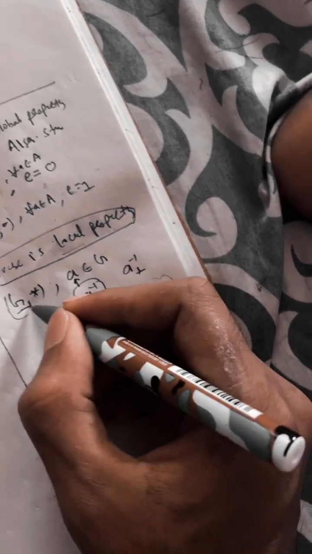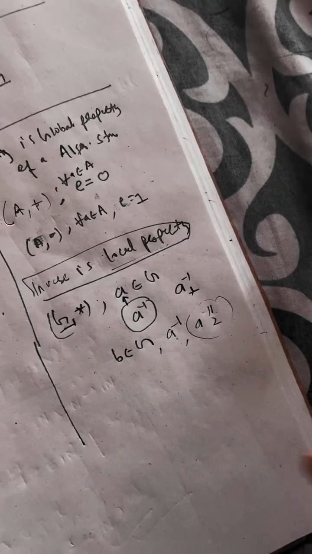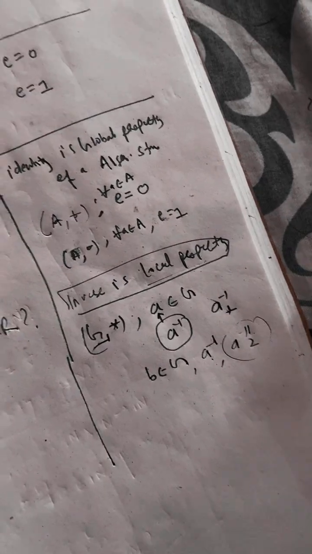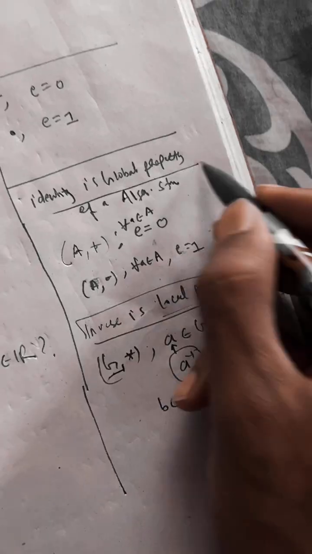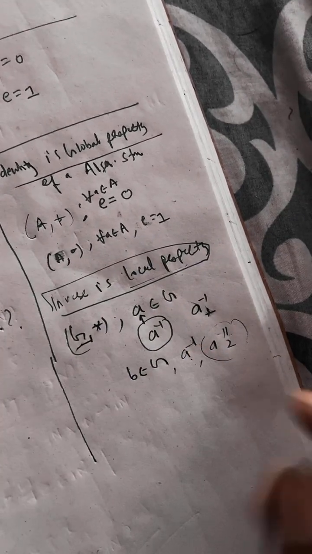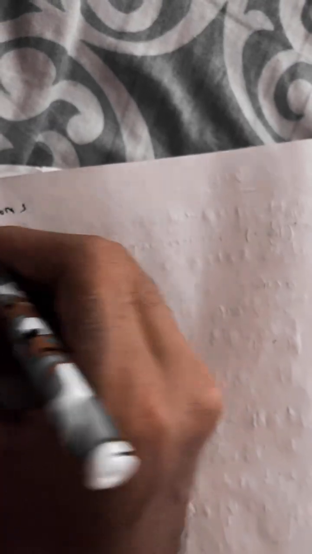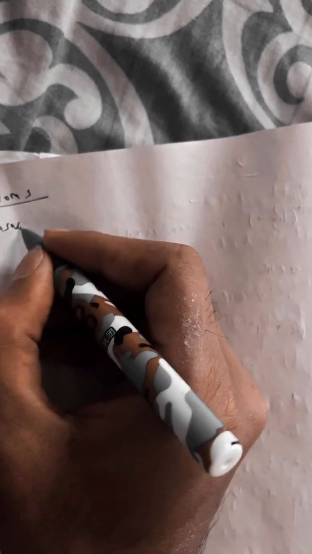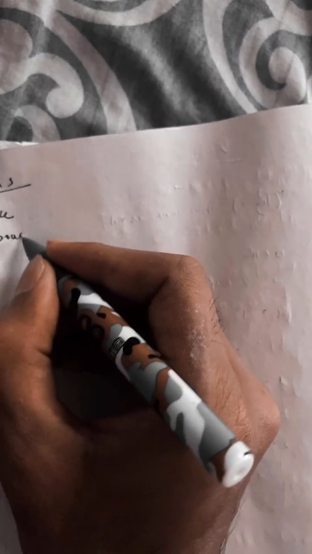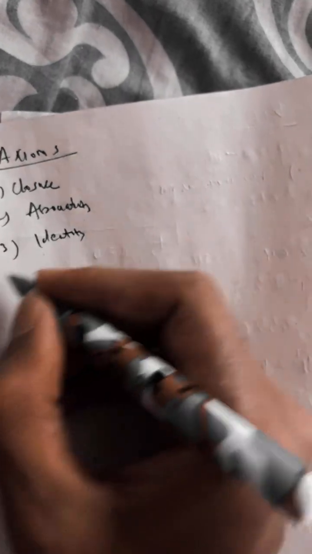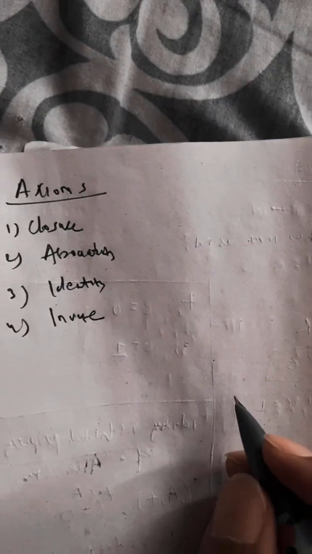Every element of this set has a different inverse, but every element has the same identity. So identity is a global property. It is 1 for all. Inverse is a local property. So now we have axioms. The axioms are closure, then associativity, then identity, and then inverse.